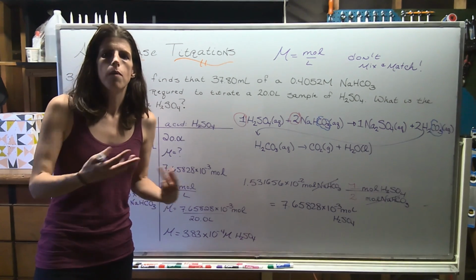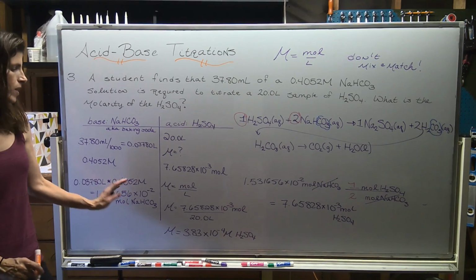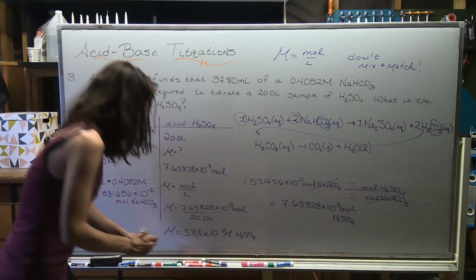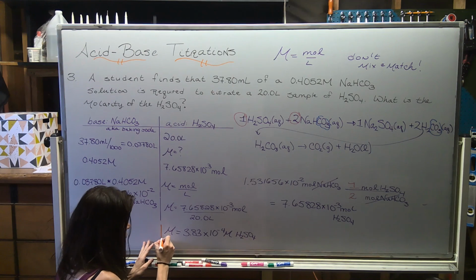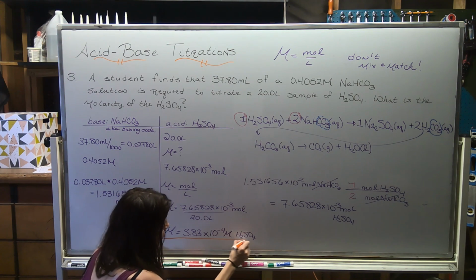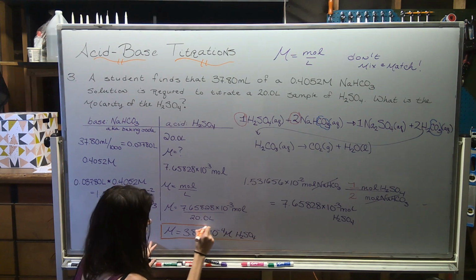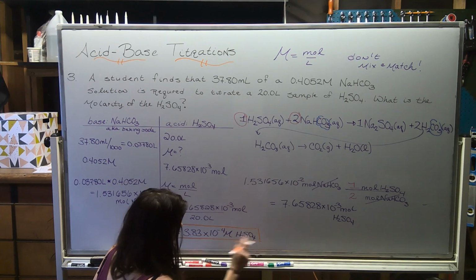You'd start putting a baking soda solution on it. Anyways, at the end of the day, the value that you want to report as your answer is this 3.83 times 10 to the negative 4 molar sulfuric acid.